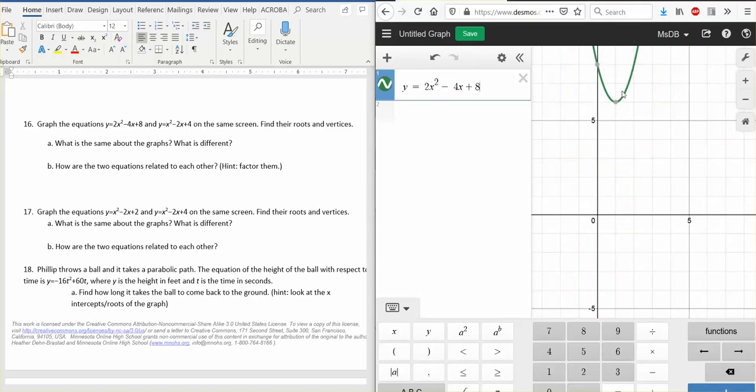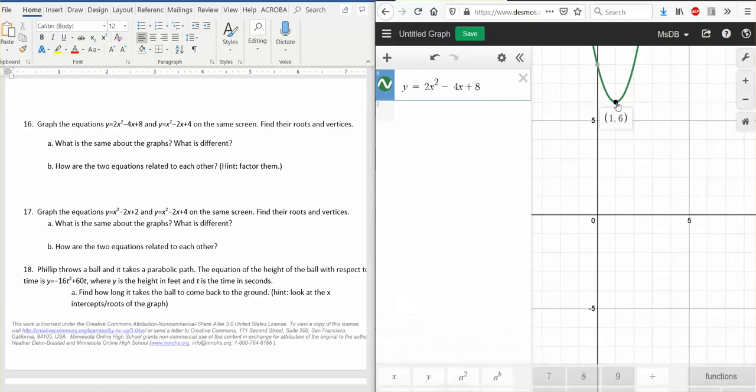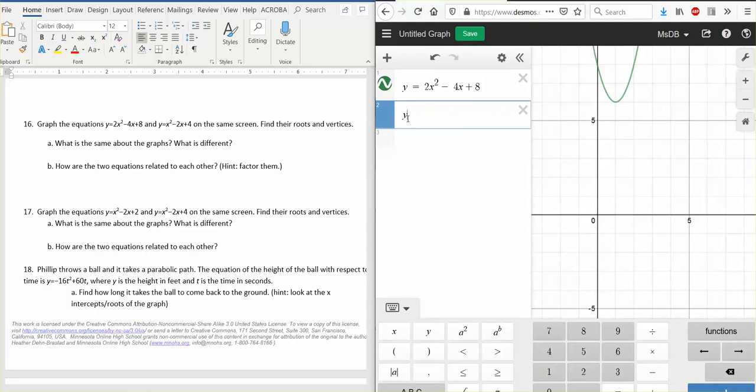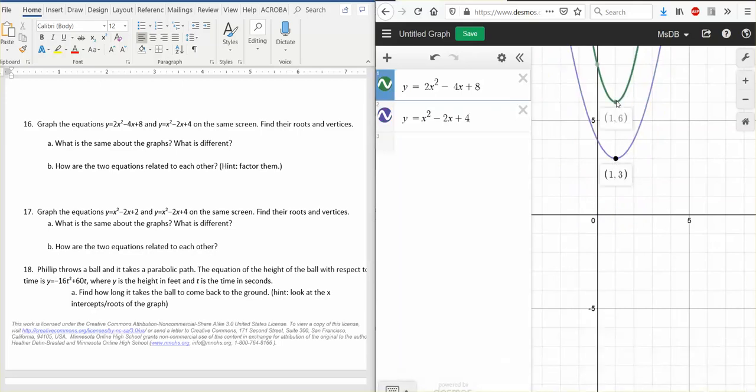Now look at that one, it has no roots, does it? It does have a vertex, of course, it's right there, but it never crosses the x-axis, so this one does not have any roots. Now I'm going to graph y equals x squared minus 2x plus 4. Okay, that one is right here. Let's look at this vertex and this vertex, because it says to look at their vertex and their roots. So neither of them have any roots.